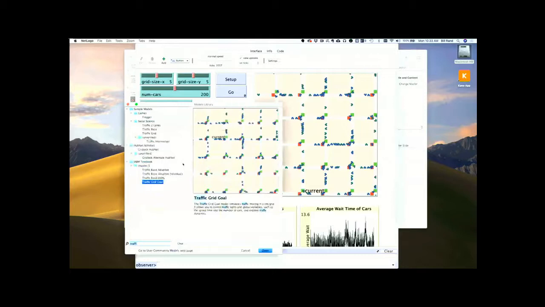So let's talk about one of these examples. So one of these is the traffic basic adaptive model.